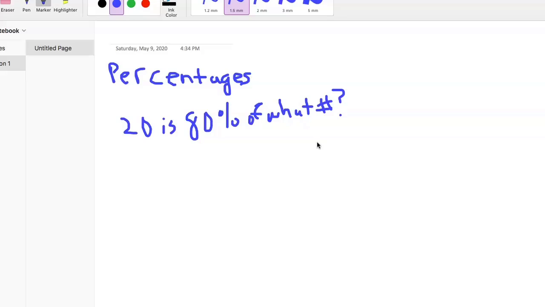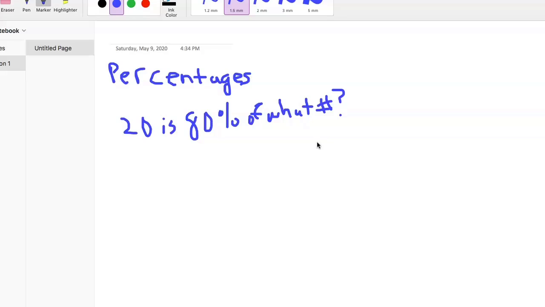Anytime you have word problems, at first you like to try to use some math logic, because sometimes that can help you eliminate some answers, if nothing else. So we have this number 20, and it's 80% of what number? If the question was 100%, then that would be exactly 20. Since it's 80%, we know if 20 is 80% of a number, that number is going to have to be greater than 20.